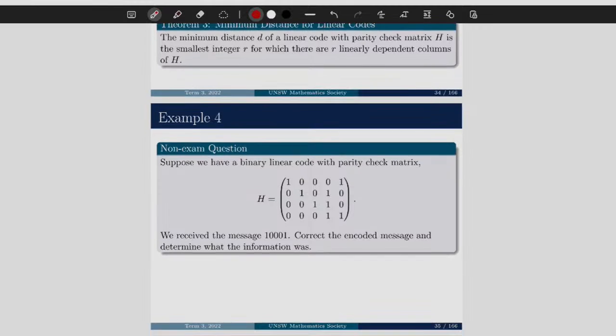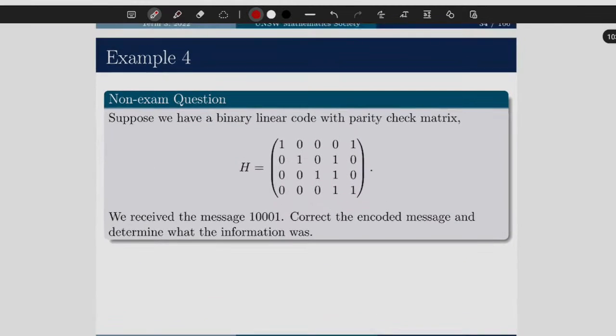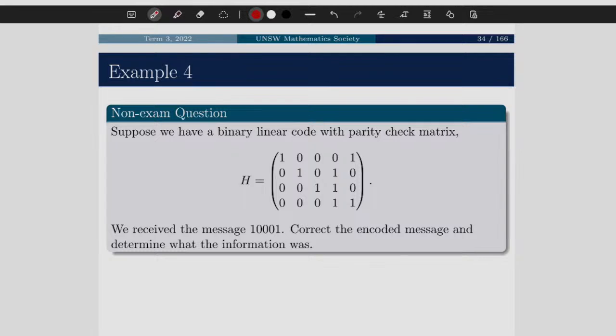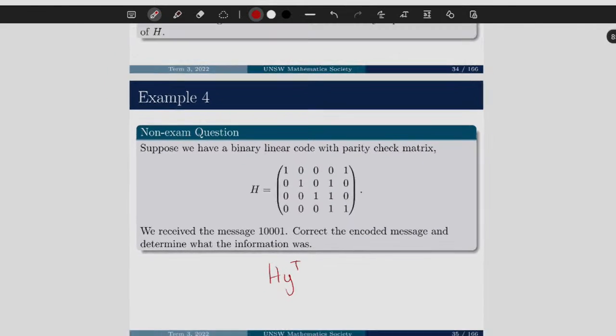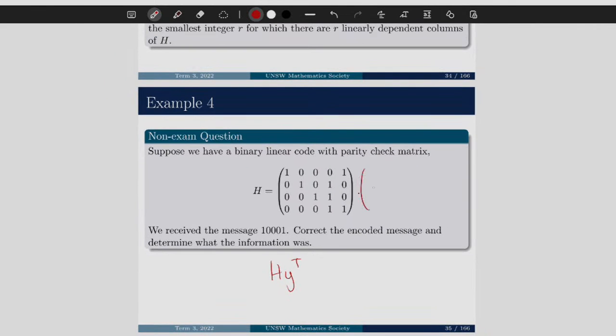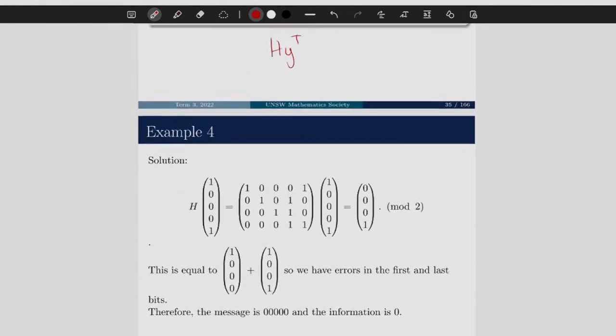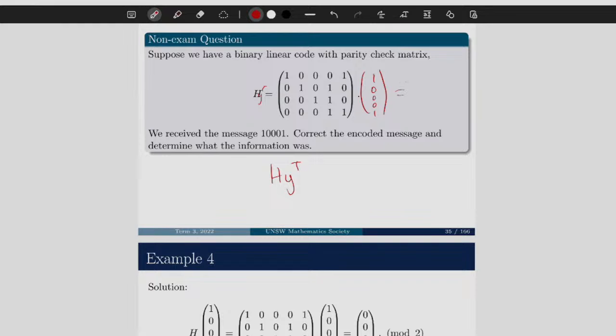So the non-exam question: suppose that we have a binary linear code with this given parity check matrix, and we receive a certain message. Well, parity check matrix, I already know instinctually what I'm going to do. I'm going to see if it's equal to 0, right? So when I put that in, I'm just going to put the transpose of this, y transpose, and then I can use any software that I possibly want, or do this in my head, whatever it is, where I find the matrix multiplication, right? And that's going to end up with this, right? 0, 0, 0, 1, cool. Where I have mod 2.